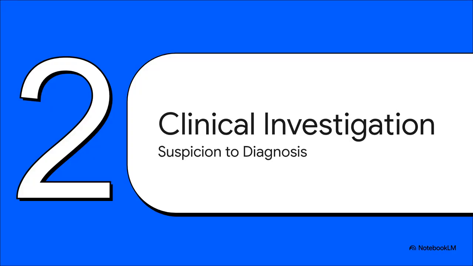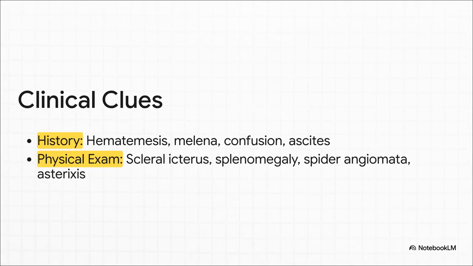All right, now that we've got the basic science down, let's get practical and talk about the clinical investigation. How do you go from just a suspicion to a real diagnosis when you're on the wards? So when a patient comes in, you're basically a detective looking for clues. In their history, you're listening for things like hematemesis, vomiting blood, or melena, plus any signs of liver decompensation. And on your physical exam, you're hunting for those classic signs of chronic liver disease: yellow eyes, a fluid-filled belly, a big spleen, the whole shebang.